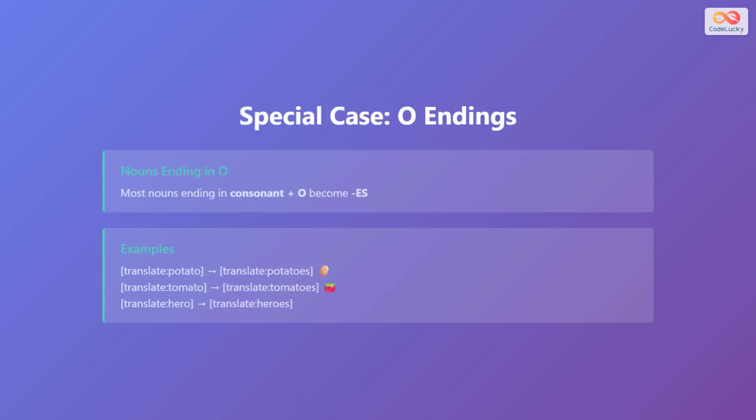Now let us look at nouns that end with the letter O. Most nouns that have a consonant before the O need ES added to them to make the plural. For example, a potato becomes potatoes. A tomato becomes tomatoes. A hero becomes heroes. Remember, this rule applies when there is a consonant before the O, not a vowel.